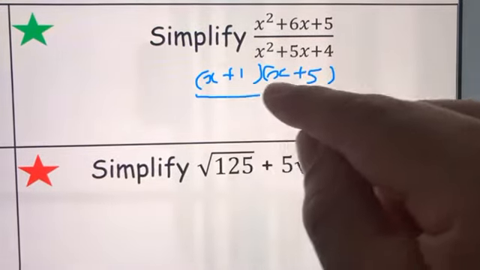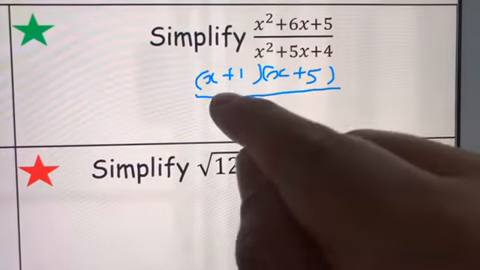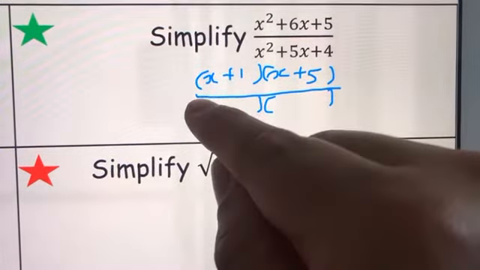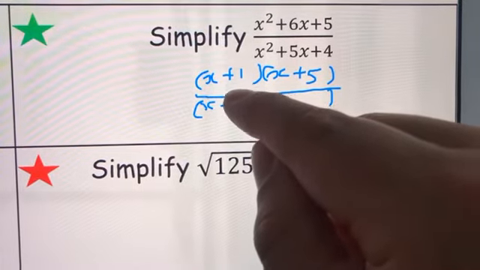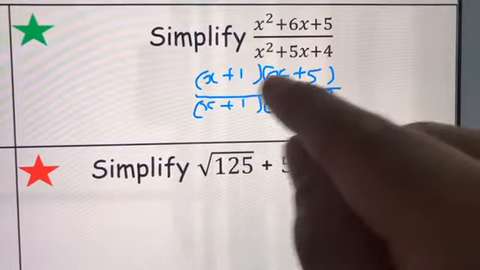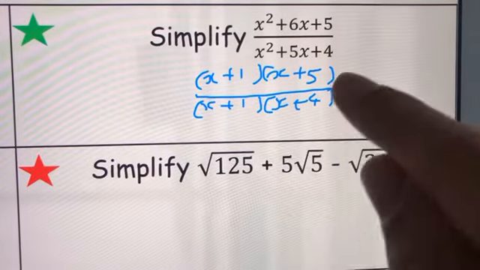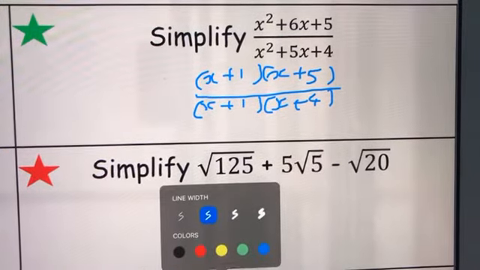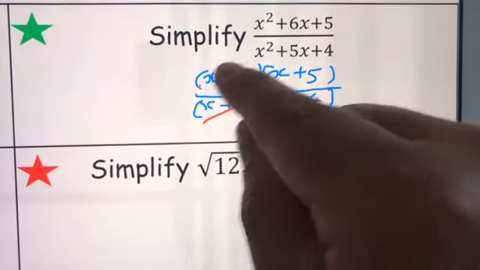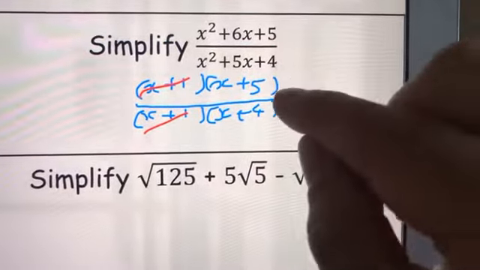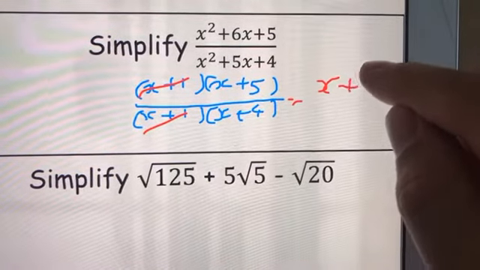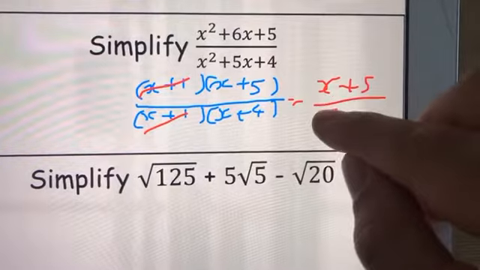The bottom one, if I factorise that, they're going to have to times together to make positive 4 and add to make positive 5. It's going to be x plus 1, x plus 4. It doesn't really matter what order you put those in. Now, what you'll find is with these two, if I look at them, you'll see these two brackets matching. Because they're on the top and the bottom, you can cross them both out, they cancel. So your answer, when you simplify it, is x plus 5 on the top, x plus 4 on the bottom.